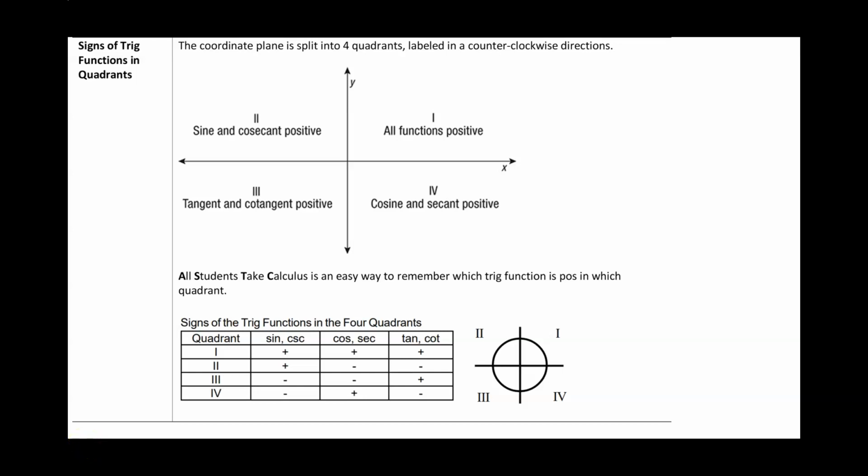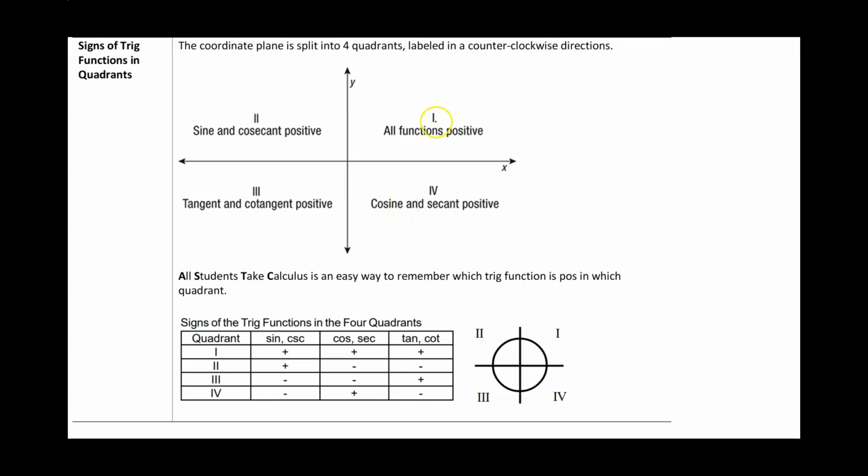In the third part of section 1.6, we will talk about the signs of trig functions in different quadrants, whether a trig function is positive or negative. Now, let's start with labeling the quadrants. The coordinate plane is split into four quadrants labeled in counterclockwise direction, 1, 2, 3, 4, as you can see.